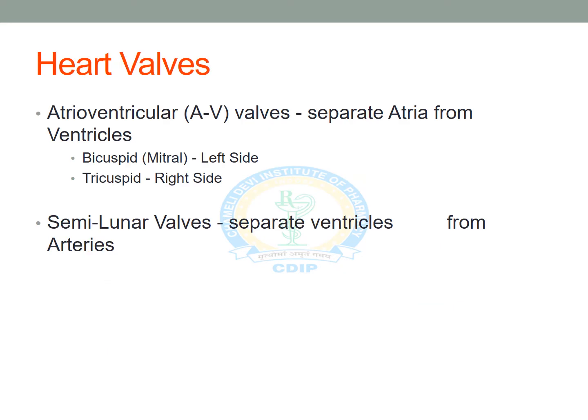Now let us talk about the heart valves. There are two major heart valves, atrioventricular valves and semilunar valves. Atrioventricular valves separate the atria from the ventricles. These are the bicuspid or mitral valve, which is present on the left side between the atrium and the ventricle, and the tricuspid valve, which is present on the right side between the right atrium and the right ventricle. Then there is another type, the semilunar valve, which separates the ventricles from the arteries.